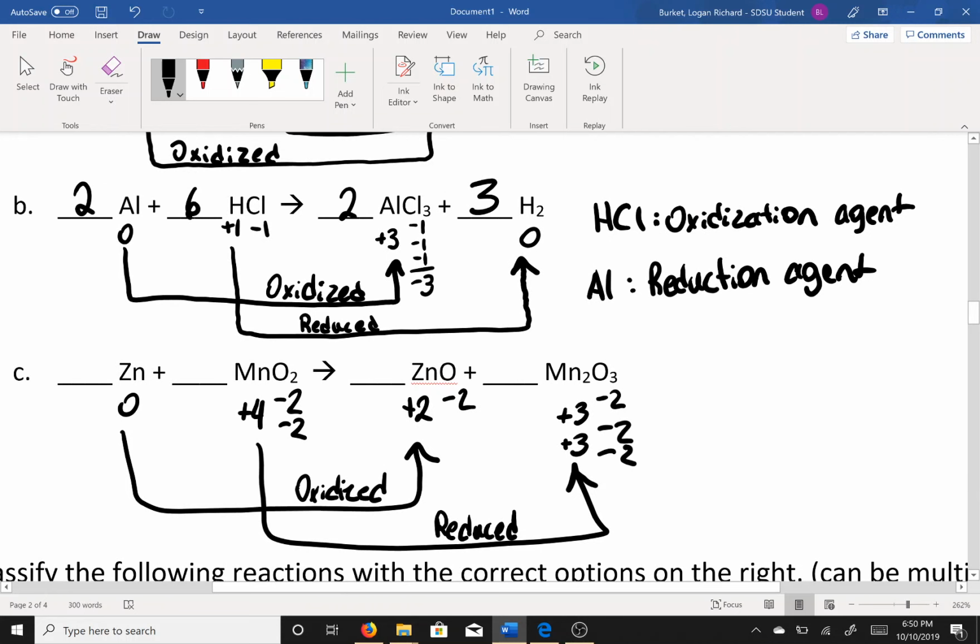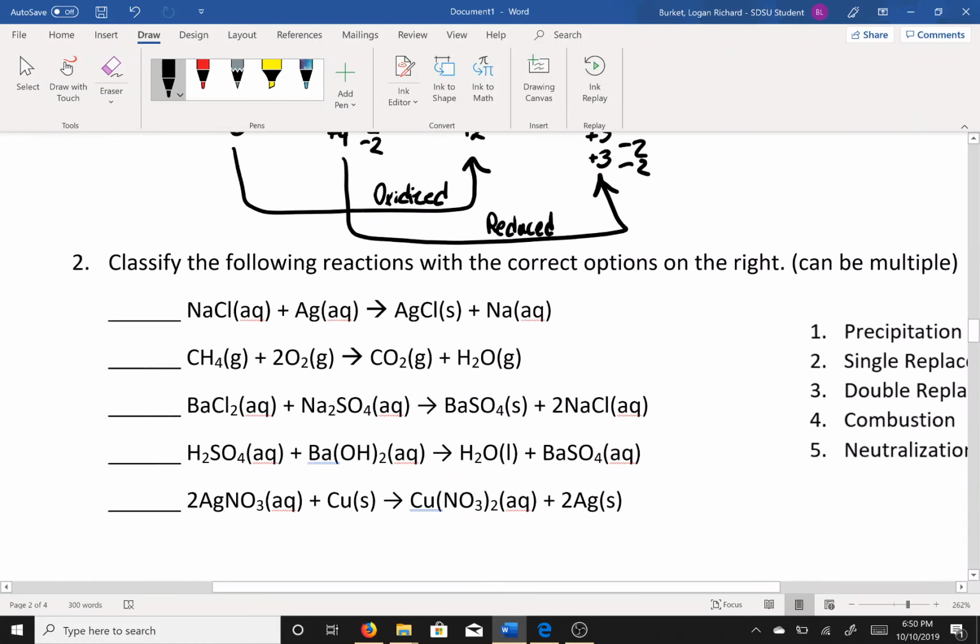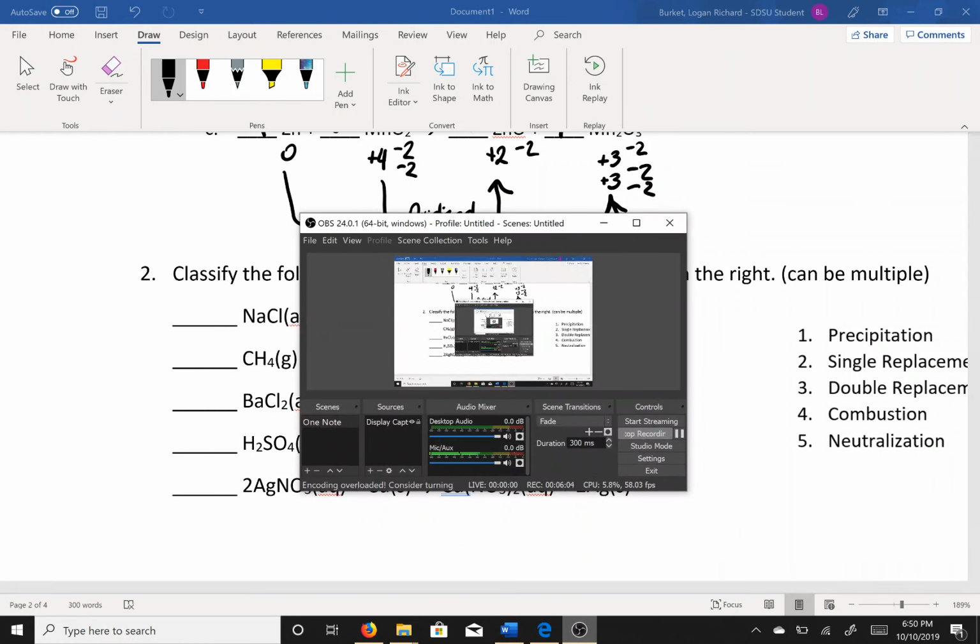So let's see here. Zinc matches on both sides. Oxygen does not. We have to put a 2 here, which means it matches. Yep, because oxygen's 4 on the right side, 4 on the left side, 2 manganese, 2 manganese. Perfect. All right, let's move on to the next one after this next video.